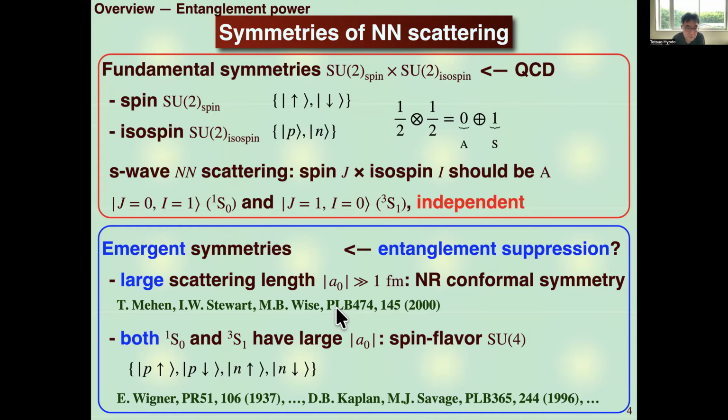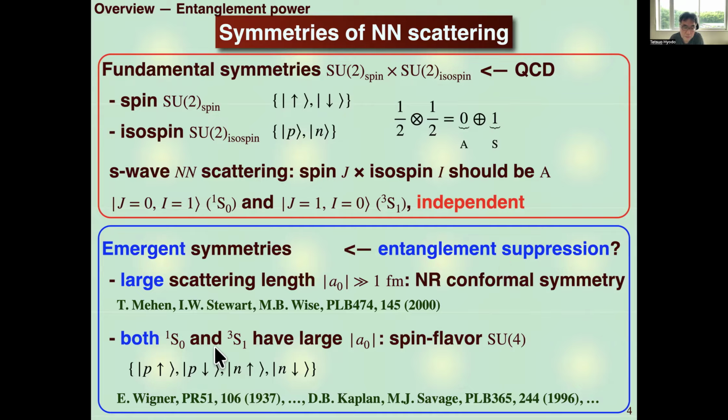And this large scattering length induces a scale invariant theory. And in the non-relativistic system, it is known to exhibit a non-relativistic conformal symmetry, that has been discussed in this paper. But anyway, this large scattering length appearing in nucleon scattering induces some additional symmetry, which does not exist in the original fundamental theory of QCD.